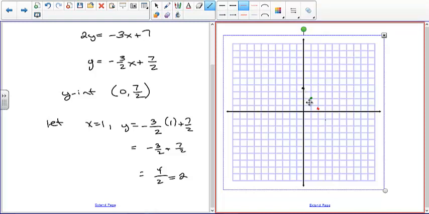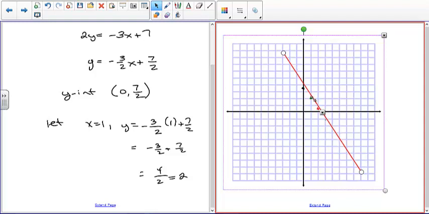And again, these are pretty close to each other. So sometimes it's better to kind of keep going. So you go over 2, down 3, over 2, down 3, over 2, down 3. So you see I went way too low there. Right there, I think. Over 2, down 3, over 2, down 3. There we go. Over 2, down 3. So you can see I've got a pretty good line there.